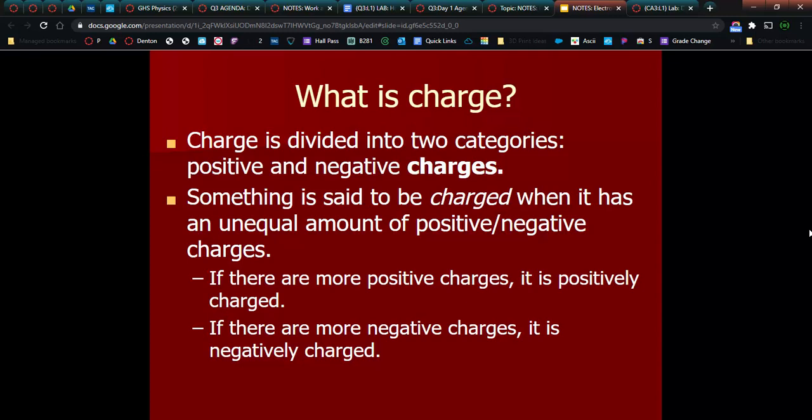Overall, what is your charge most of the time? Neutral. So the trick question is, how many negative charges do you have? Well, the answer is you have just as many negative charges as positive charges. You don't know how many it is, but they're equal. And so when we say something is charged, essentially what's happened is either you gained electrons or you lost electrons.